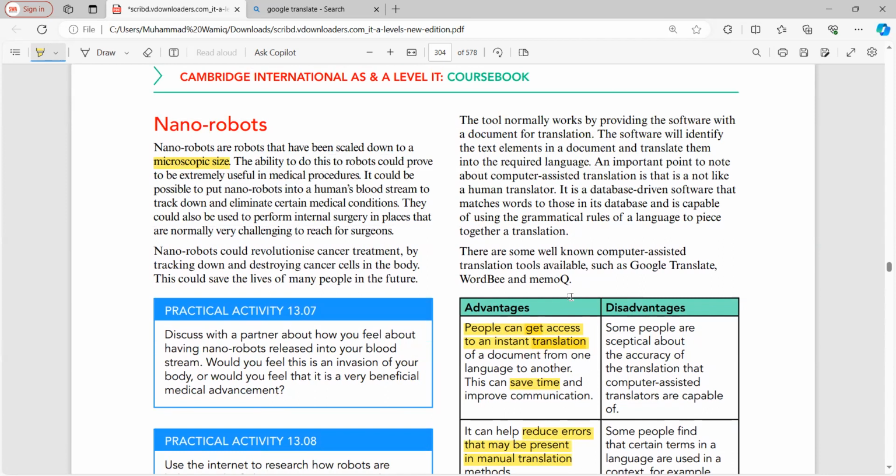But how does this translation work? These translators are basically database-driven software that matches words to those in its database, and it is capable of using grammatical rules to produce a correct sentence from one language into a different language. For example, if I'm converting from English to Chinese or any other language, it has all of the data stored in it, so it is easy to convert.